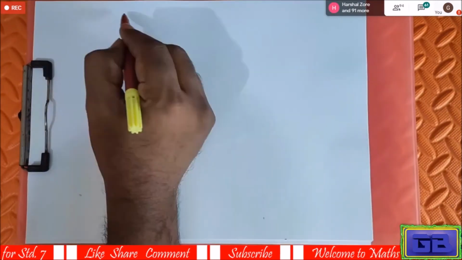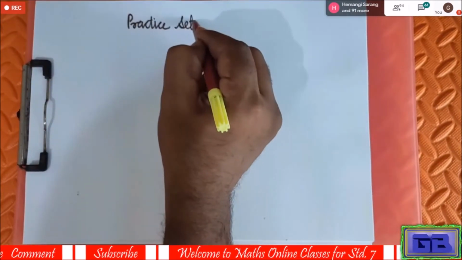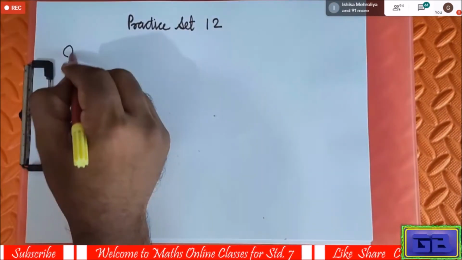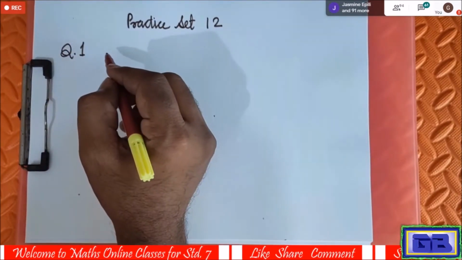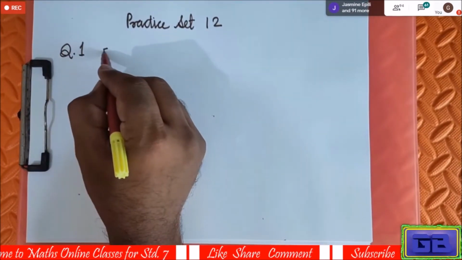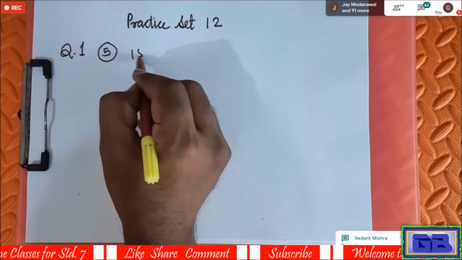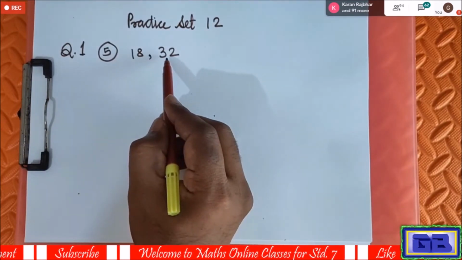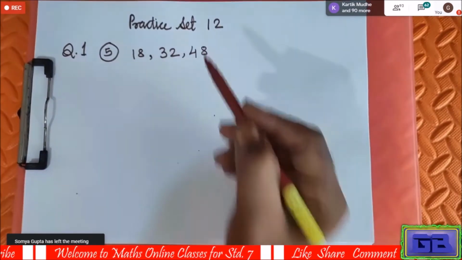Write down practice set 12. Question 1. Find the HCF. In that fifth sum, write down 18, 32, 48.